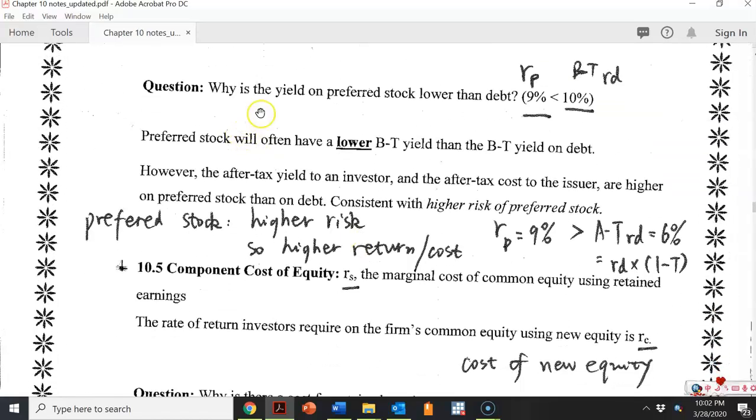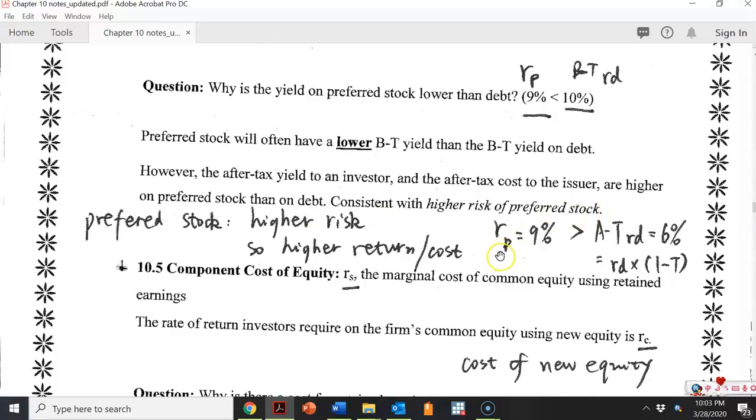Another question: why is the yield on preferred stock lower than debt? From the last two sections, we know the cost of preferred stock is 9%, and the before-tax cost of debt is 10%. Preferred stock will often have a lower before-tax yield than the before-tax yield on debt. However, the after-tax yield to an investor and the after-tax cost to the issuer are higher on preferred stock than on debt, consistent with the higher risk of preferred stock.